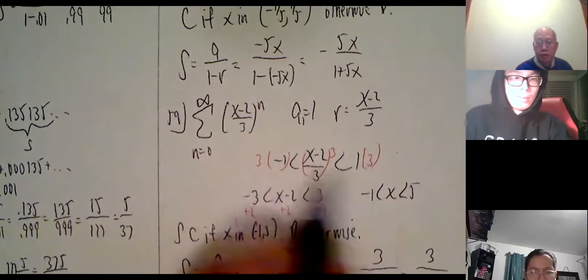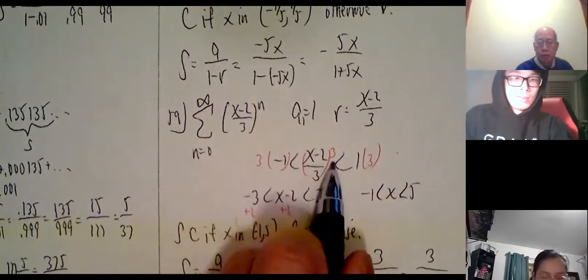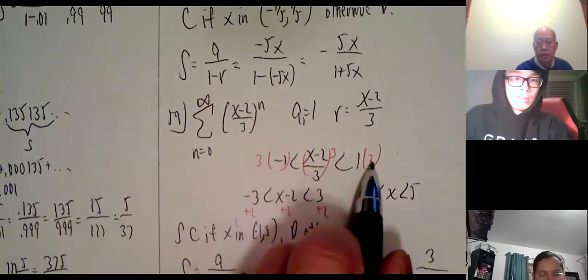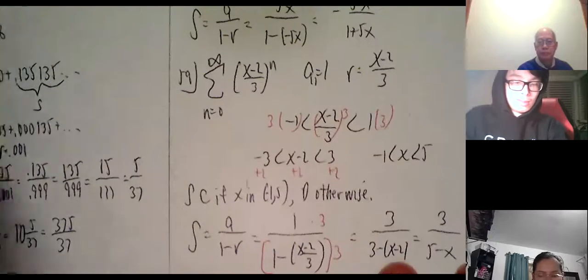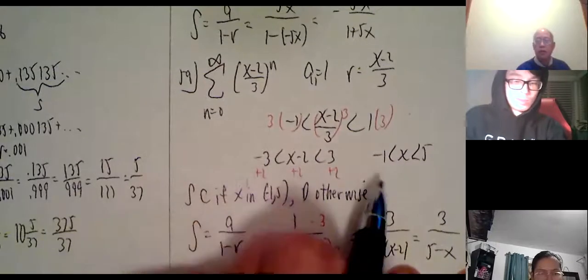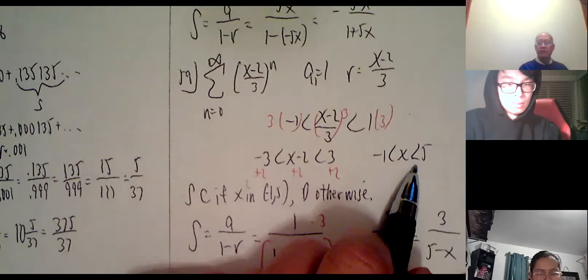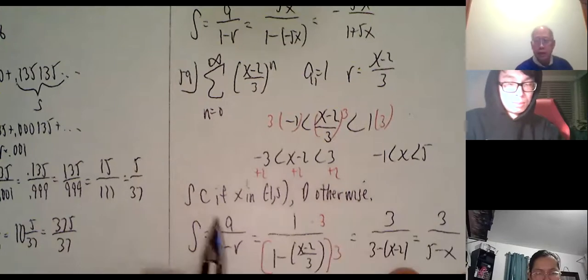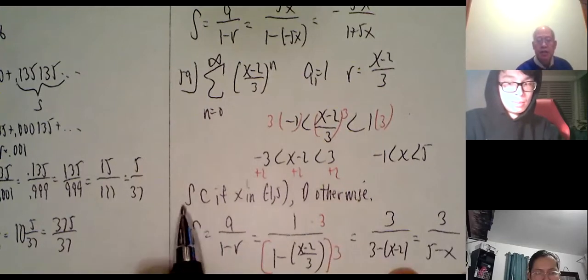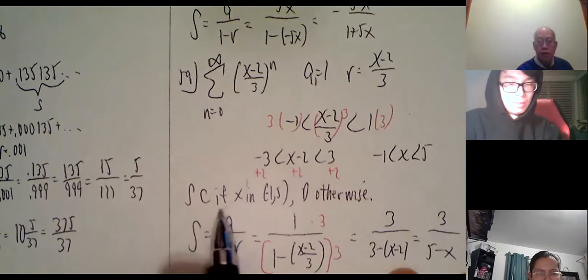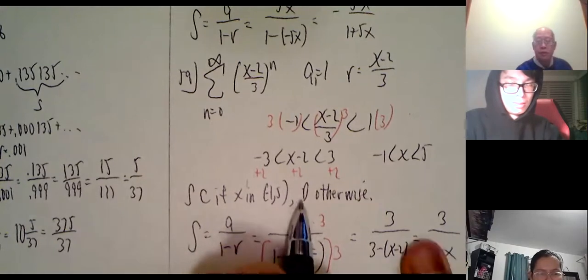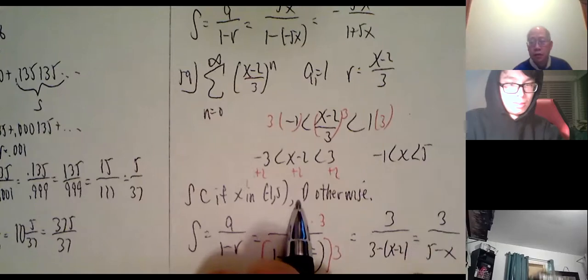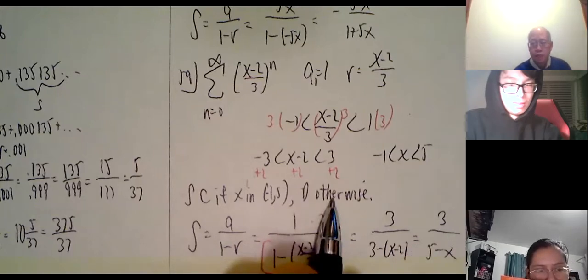Okay, so multiply everything by 3, that cancels this out. So negative 3 less than x minus 2 less than 3. Add 2, add 2, add 2, x between negative 1 and 5. Okay, so SC, what is SC? Series converges if x is in the open interval from negative 1 to 5. D, what is D? Diverges otherwise.